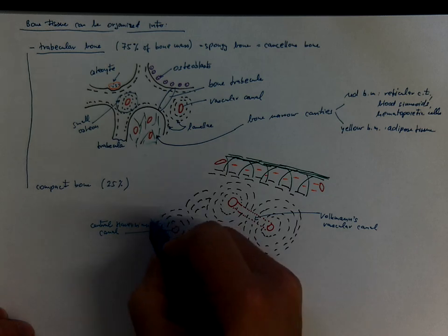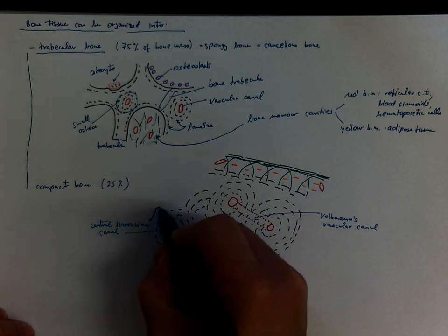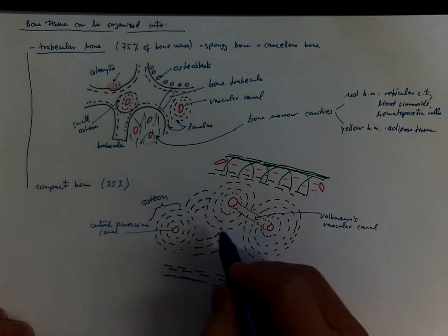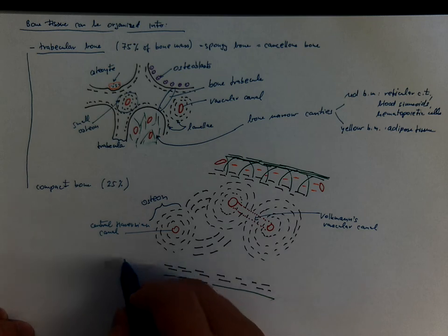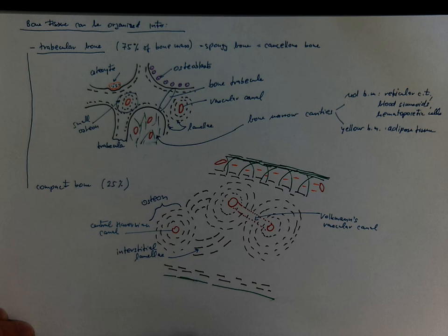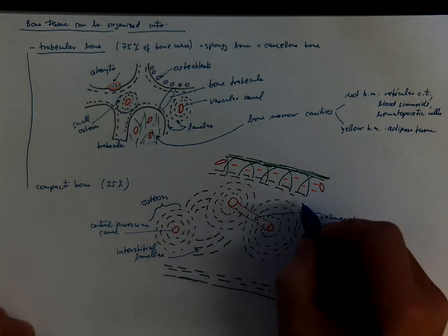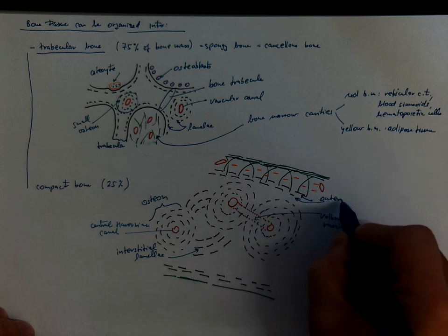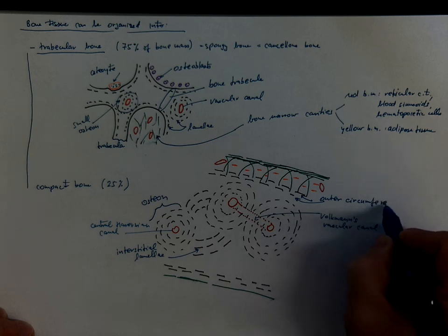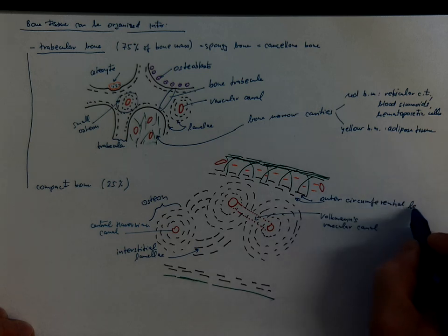We have the osteons, so this would be an osteon. We have the lamellae that belong to the previous generations of osteons that are called interstitial lamellae. Closer to the surface, we got the outer circumferential lamellae.